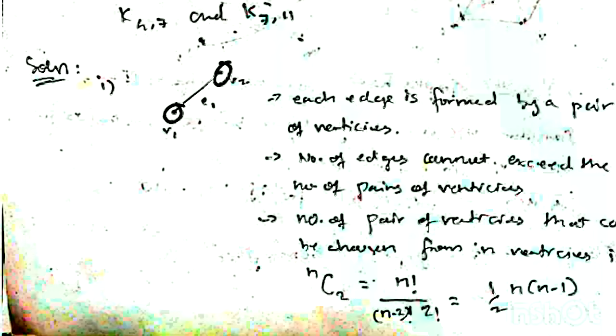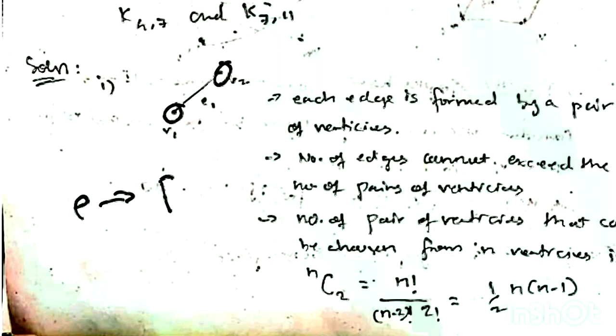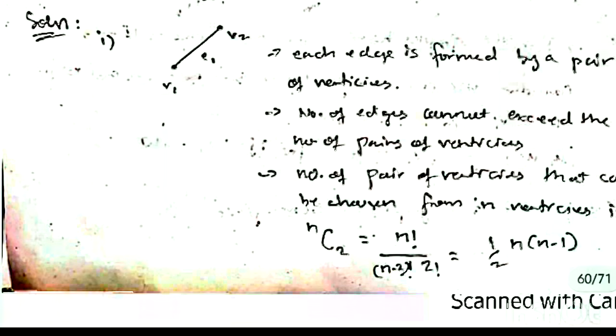Okay, so for each edge there is a pair of vertices. So the number of edges can't exceed the number of pairs of vertices. Now pairs means two vertices. So if there are n vertices, how many ways can you choose two? That means nC2.